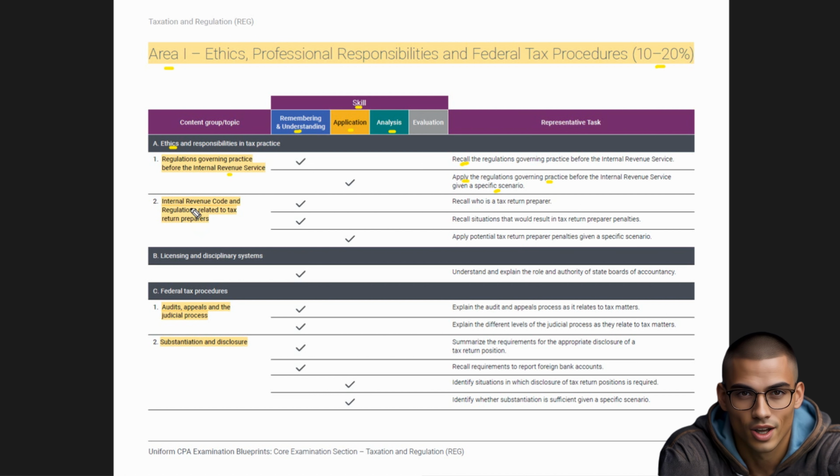For Area 2 here, you're going to have the Internal Revenue Code and regulations related to tax return preparers, where you'll need to recall who is a tax return preparer. You're going to need to recall situations that would result in tax return preparer penalties. And you're going to need to be able to apply potential tax return preparer penalties given specific scenarios.